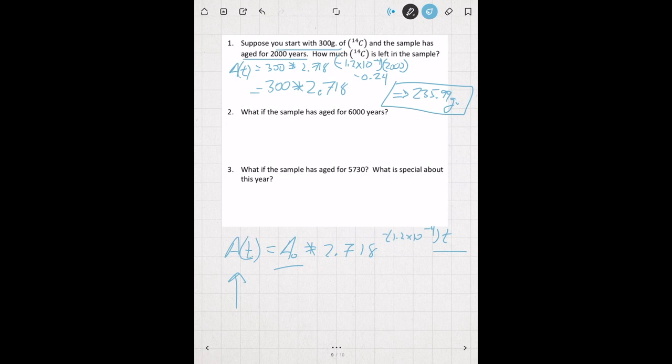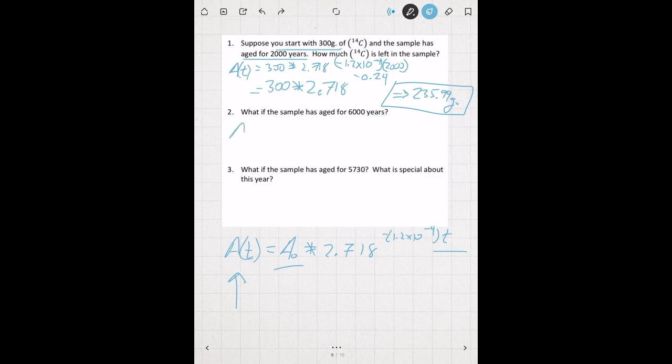Radiocarbon decays very slowly. So we're really pretty good at estimating ages based off of it. Now in the next problem, let's say the sample was aged for 6,000 years. We're still using the 300 grams, but now we're going to say it's been 6,000 years.